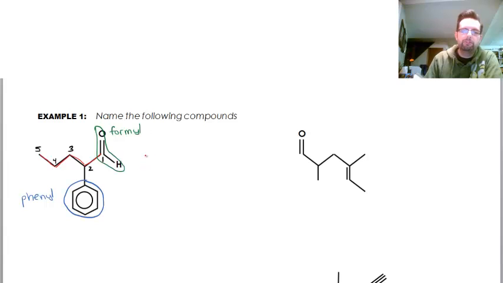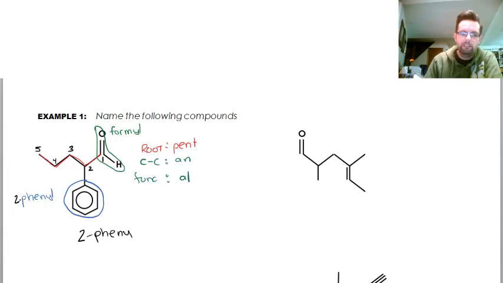Our root is 5 carbons, so it's going to be pent. We've got carbon-carbon single bonds, so we're going to use "ane" without the E. And then we've got an aldehyde. That's our functional group, so our suffix is "al". And that means this phenyl group is not on carbon 4, but instead carbon 2. Apologize for that. That's on carbon 2. And you put it all together: 2-phenylpentanal.